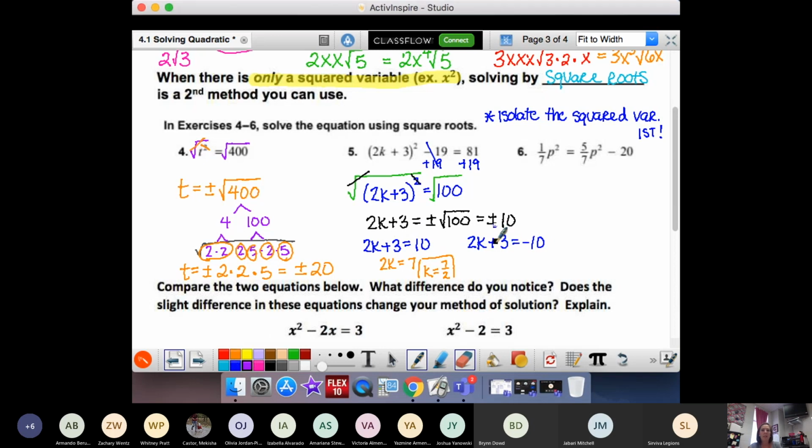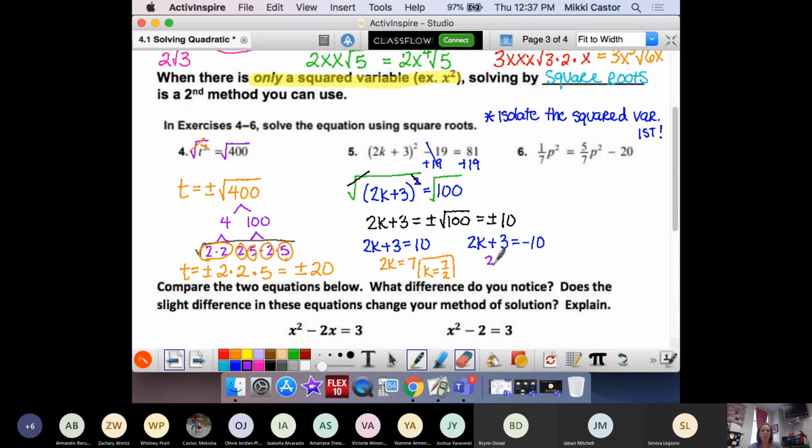Same idea over here. I would subtract my 3, but this time it's going to be subtracted to a negative 10, so that would give me a negative 13. Divide both sides by 2, so k in this case would be a negative 13 over 2. All right, still feeling okay? Still making sense?